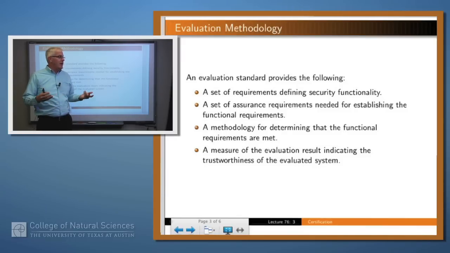You'd like a set of assurance requirements, i.e. what is the policy for various kinds of things? And once again, the policies may be different for those categories of things. You'd like some methodology for applying the evaluation. And then at the end of the day, you'd like to be able to give a grade or an evaluation result to particular products saying, well, this one's high, this one's low, this one's medium, perhaps.